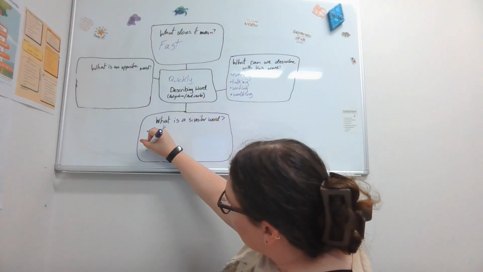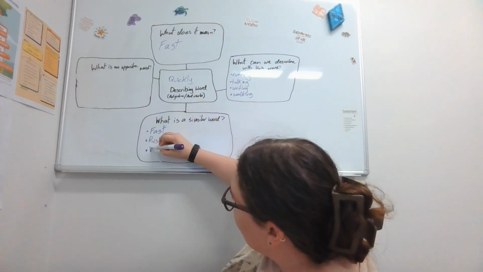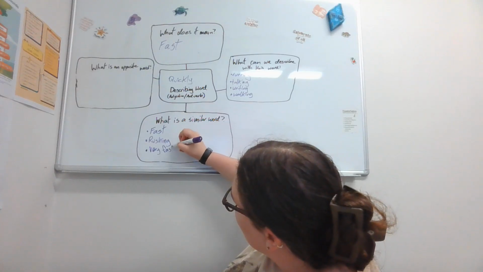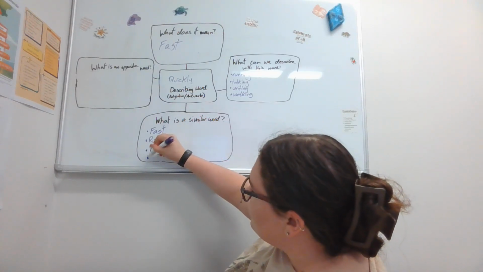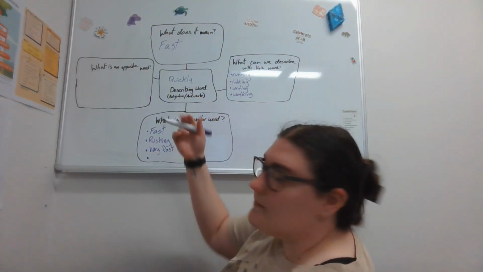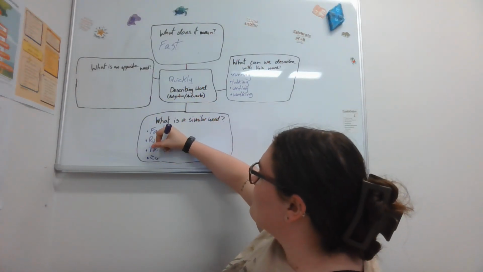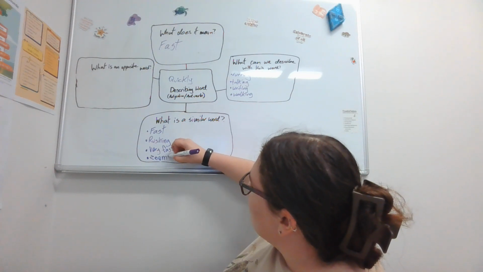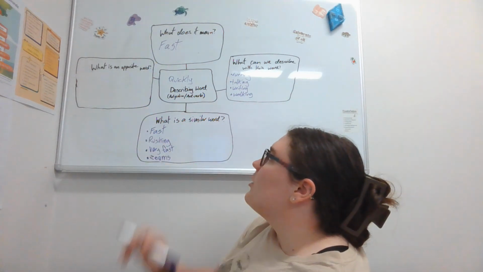Other similar words might be very fast, or for a younger student, or a student very into cars, you might say something like zooming. Something zooms when it's going quickly. Zooms.